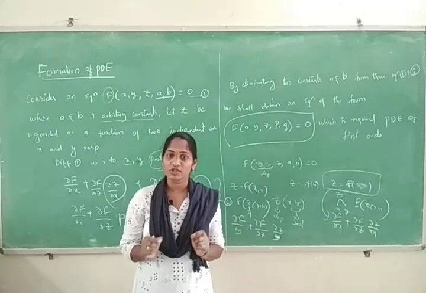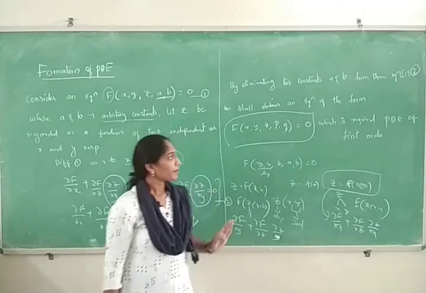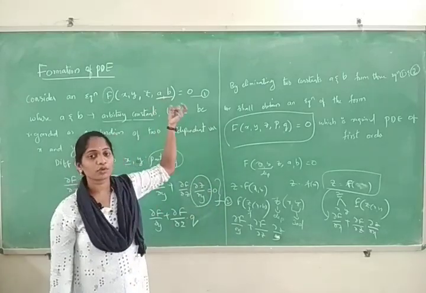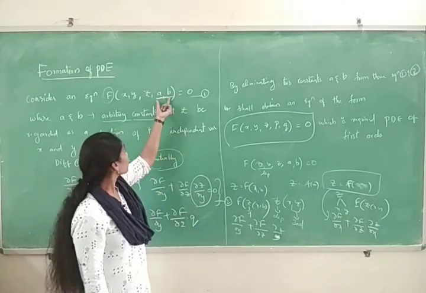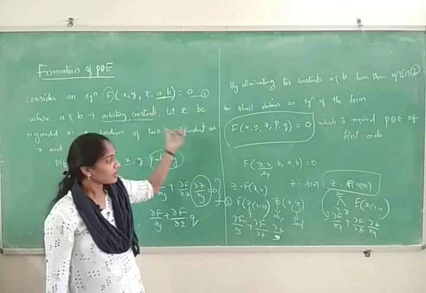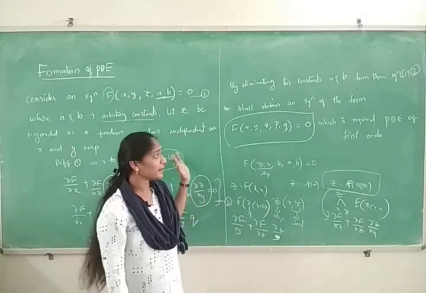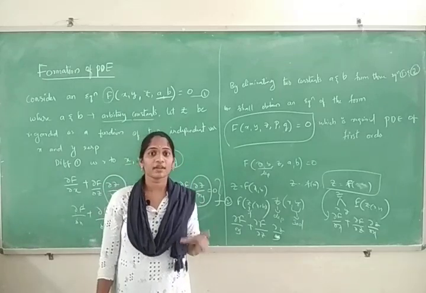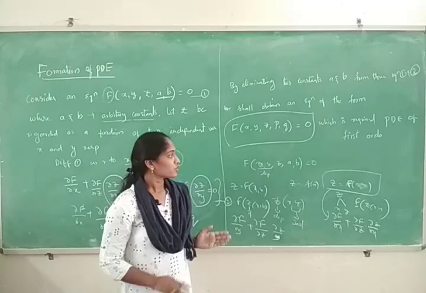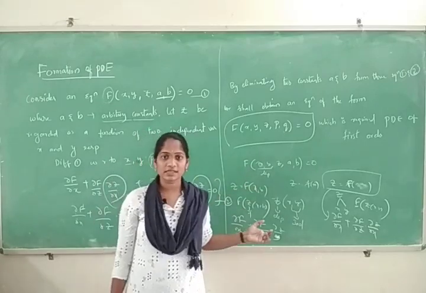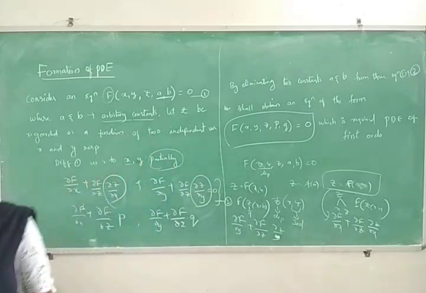Whenever a question is given, whether for 4 marks, 5 marks or 6 marks, first you have to go through how many arbitrary constants are there. Depending upon the arbitrary constants and the independent variables, you may get the situation. I said there are three situations in elimination, so let us do one problem for each situation, then it will be clear for you. So we'll see some problems.